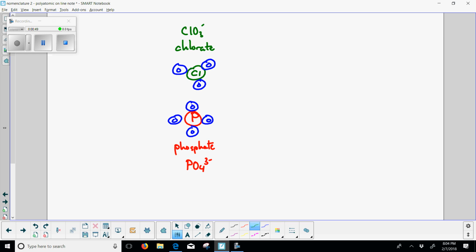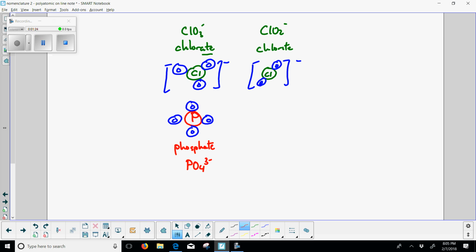Now, the polyatomic ions vary quite a bit, so you don't always have the same number of oxygens. For example, for the chlorate, I might only have 2 oxygens present instead of the 3. When you have the 2 oxygens, you still end up with the same negative charge, but the formula is different. I'm going to have ClO2 negative, so I can't call it a chlorate. If you have one less oxygen, you call this a chlorite.